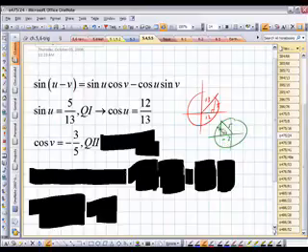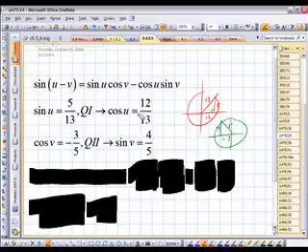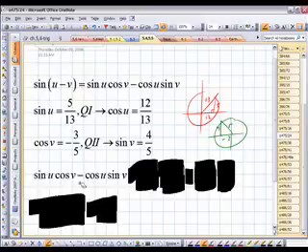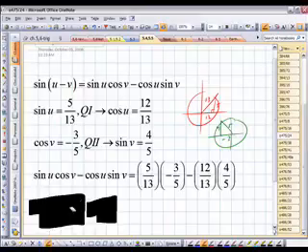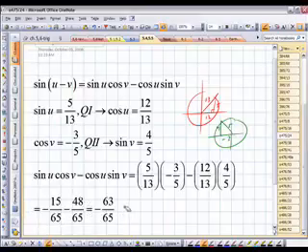Pythagorean theorem gives me 4, so sine's opposite over hypotenuse, 4 over 5, so 4/5. Now I can take these 4 values and plug them in here. So that's what we have for our expression. We plug in all of these, and then we simply put it all together into negative 63 over 65.